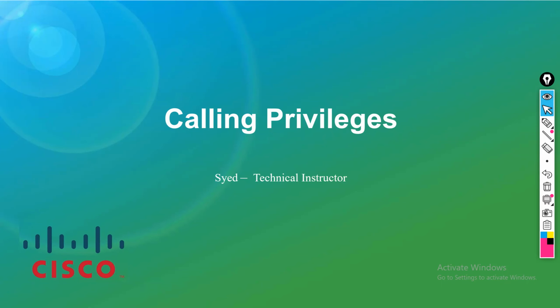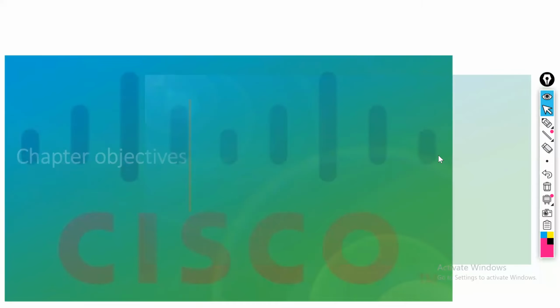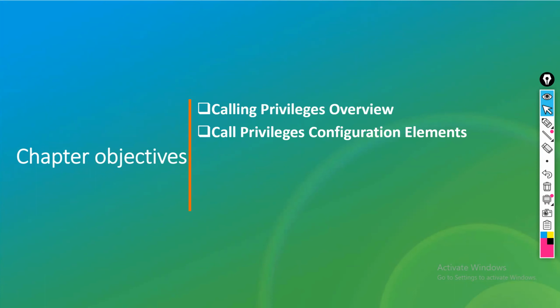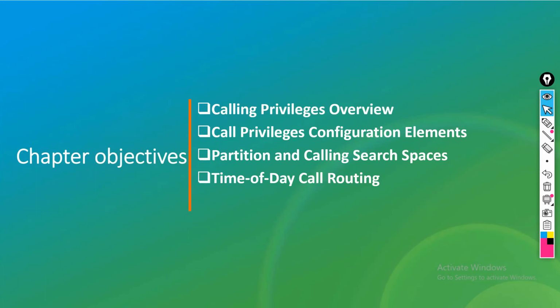Today in this class we are going to discuss the calling privileges. First we will see the chapter objectives, an overview of the calling privileges, then calling privileges configuration elements, partition and calling search space, that is the CSS, time-of-day routing or time-of-day call routing, then CMC and FAC. CMC and FAC come under the calling privileges, but we already covered them in the last class. So let's begin with the calling privilege overview.